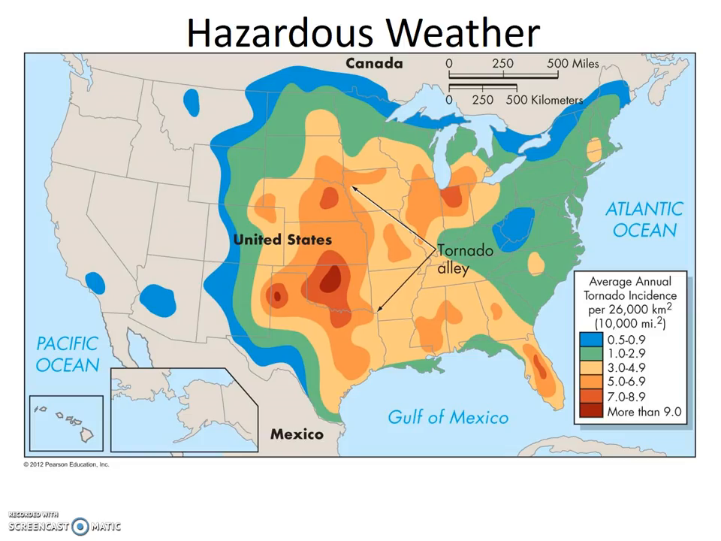Here is a map of the United States that shows average annual tornado incidents per 26,000 square kilometers. The red areas have more than 9 tornadoes per year, while the blue areas have 0.5 to 0.9 tornadoes per year. And you may ask, how can there be half a tornado in a year? And the answer is, you don't. You have 1 tornado in 2 years. Then average it out. Okay.